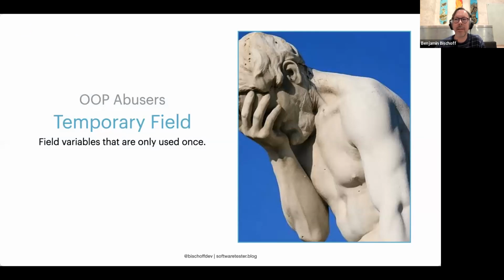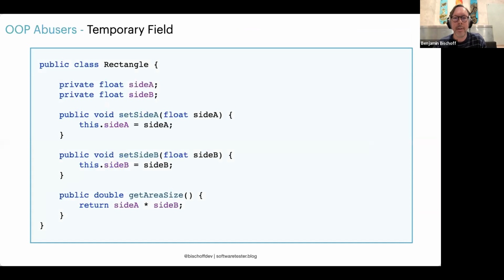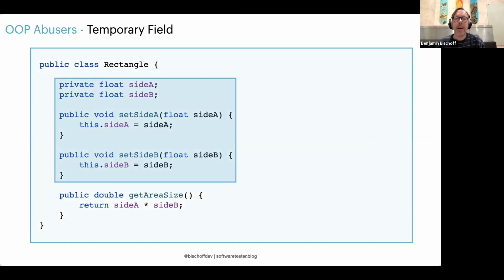Temporary field is another tricky one because it heavily depends on the context of your code. Like in this rectangle class, there you have the side A and side B of a rectangle that you can set from the outside with the set side A and set side B methods. But what is this data actually used for? And it's only used for this method, get area size, that returns the side A multiplied with side B.